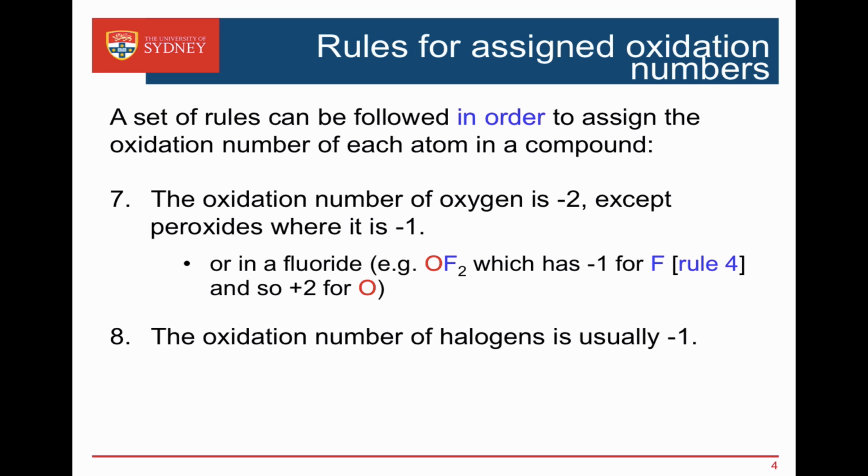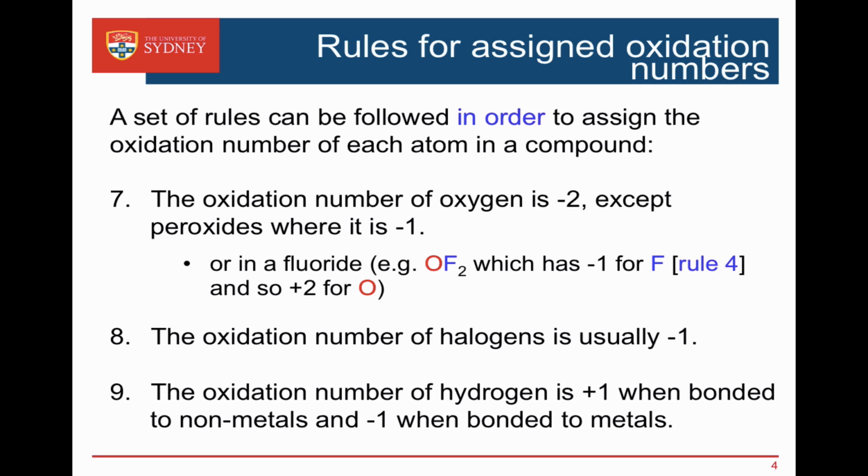The halogens are normally -1, except as we'll see in just a second, that can be overridden if we are bonding to fluorine. And then lastly, the oxidation number of hydrogen is +1 when bonded to a non-metal and -1 when bonded to a metal.